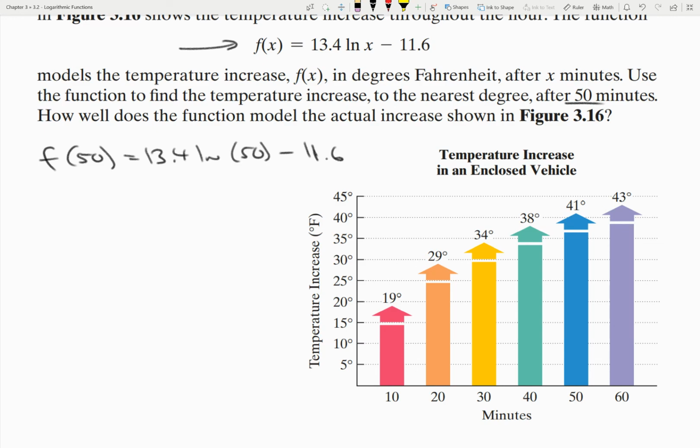So this turns into 13.4 times the natural log of 50, which is 3.9120, times 13.4 minus 11.6 gives me 40.82. Pretty close. My graph overestimates slightly, right? It's just not as accurate, but now we have the exact answer in case we want it.